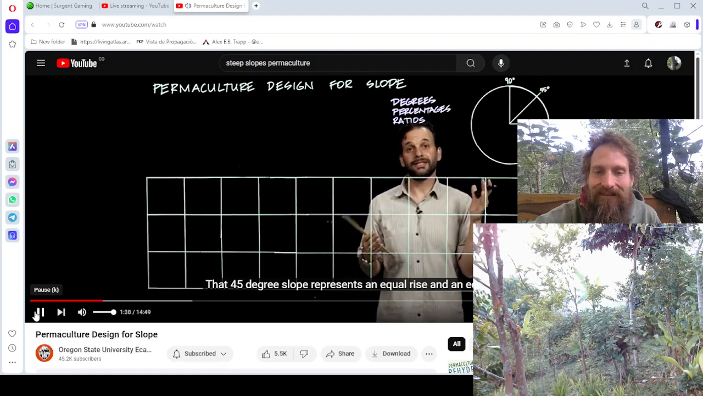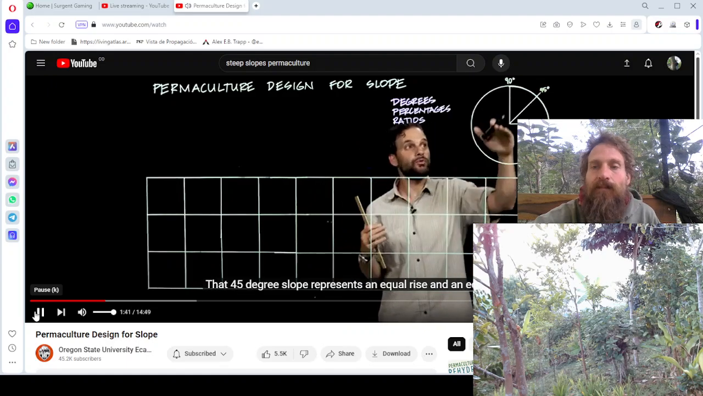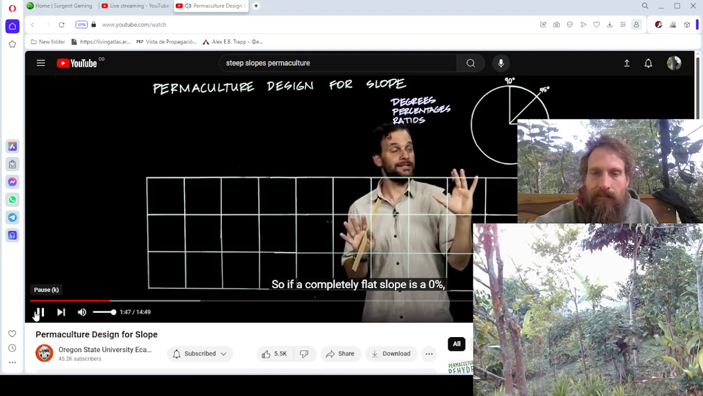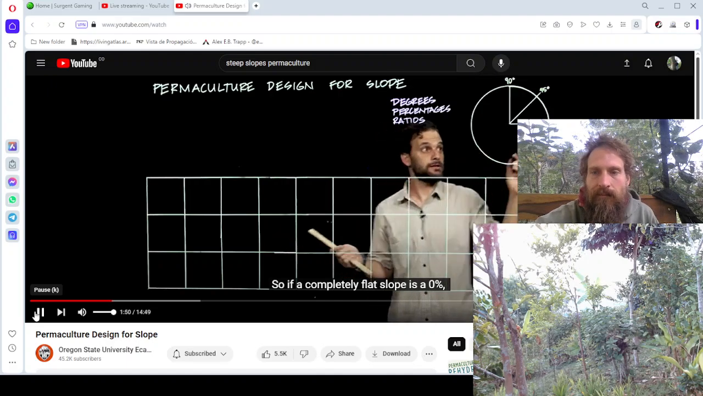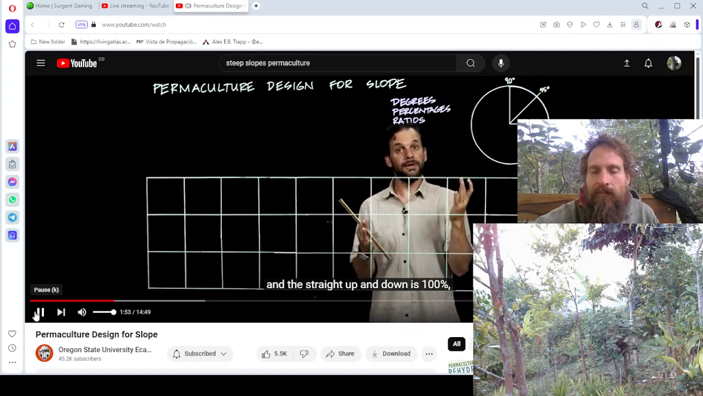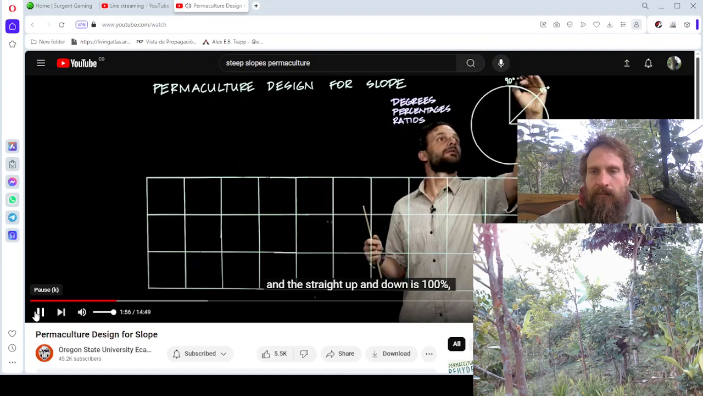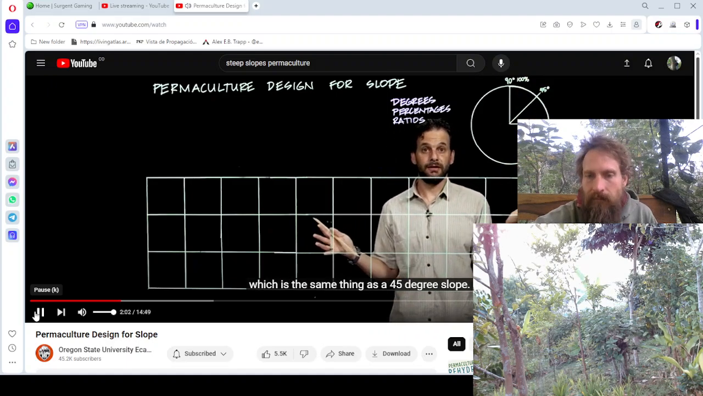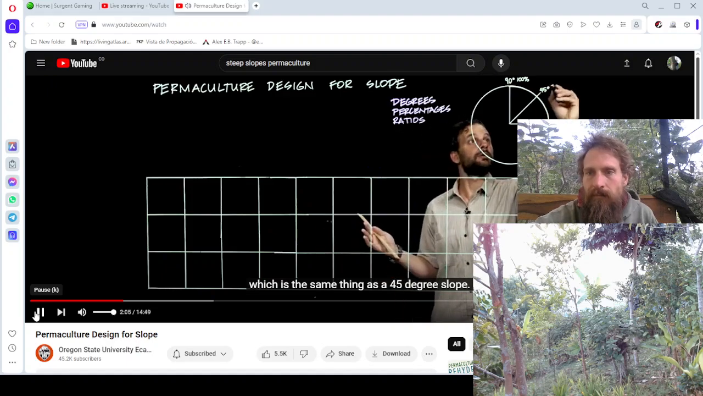That 45-degree slope represents an equal rise and an equal run. So if a completely flat slope is 0%, and a straight up and down slope is 100%, then half of that is a 50% slope, which is the same thing as a 45-degree slope.